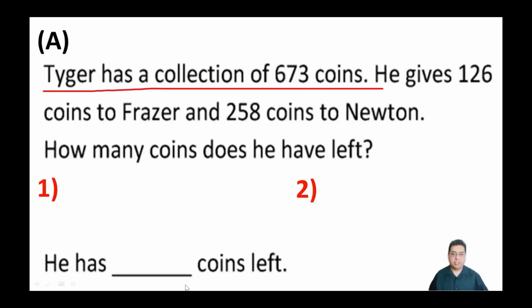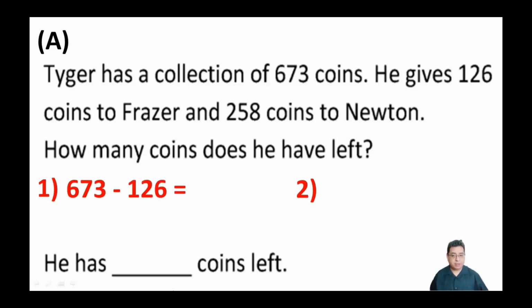Tiger has a collection of 673 coins. He gives 126 coins to Frazier and 258 coins to Newton. How many coins does he have left? Okay, so there's a few ways of doing this, okay? And if you can think of some other ways besides the ones I show you, leave them in the comment down below. So for the first one, what I did was I took 673 minus 126, which equals 547.